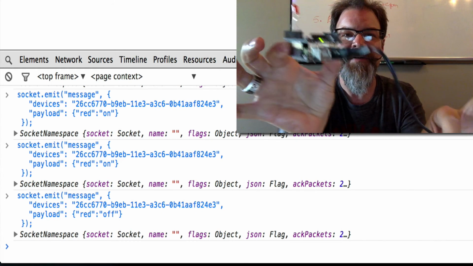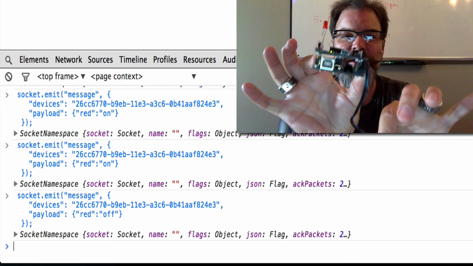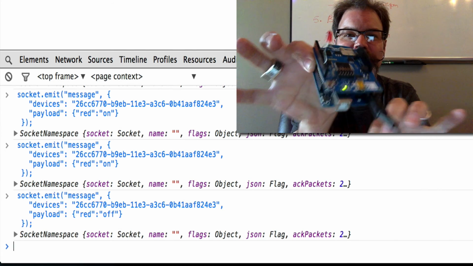And keep in mind, there is no CPU attached to this Arduino.